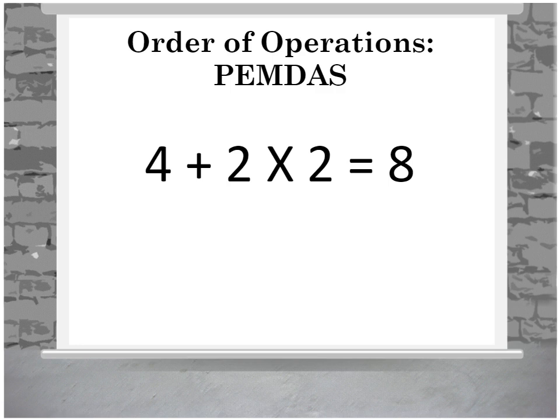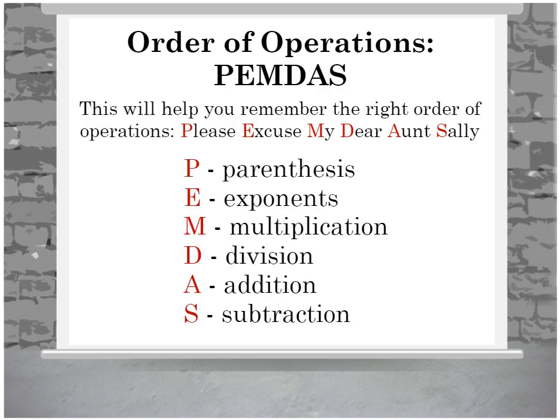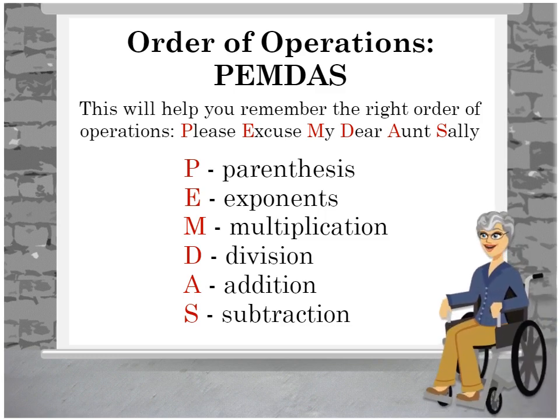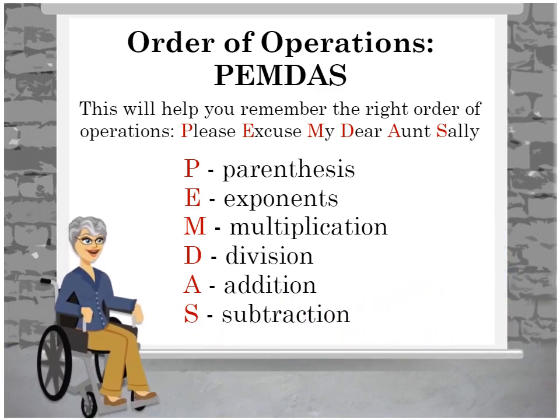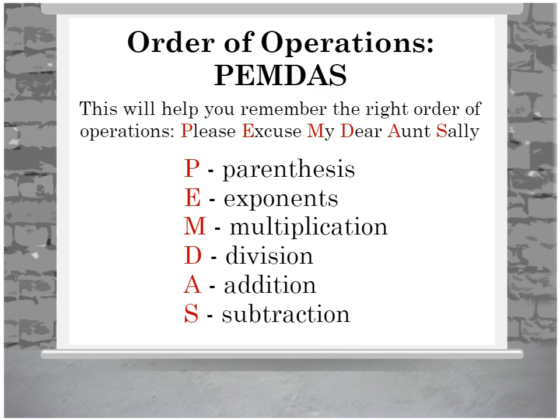Why isn't the answer 12? Because math needs to be done in a particular order. A memory aid to help you remember the right order of operations is PEMDAS, or Please Excuse My Dear Aunt Sally. Multiplication and division need to be performed before addition and subtraction.